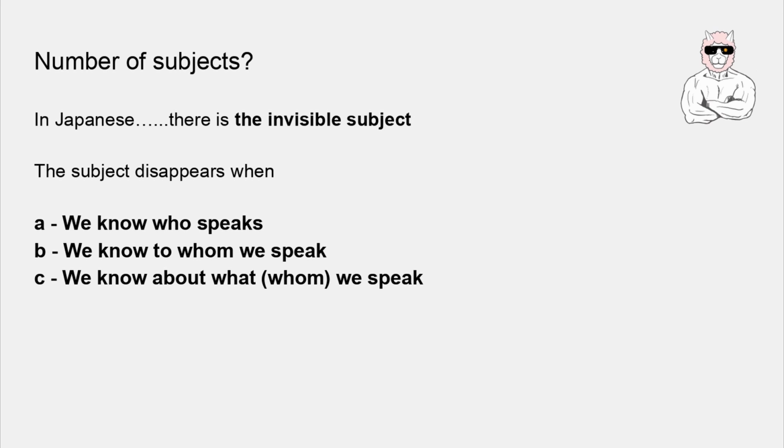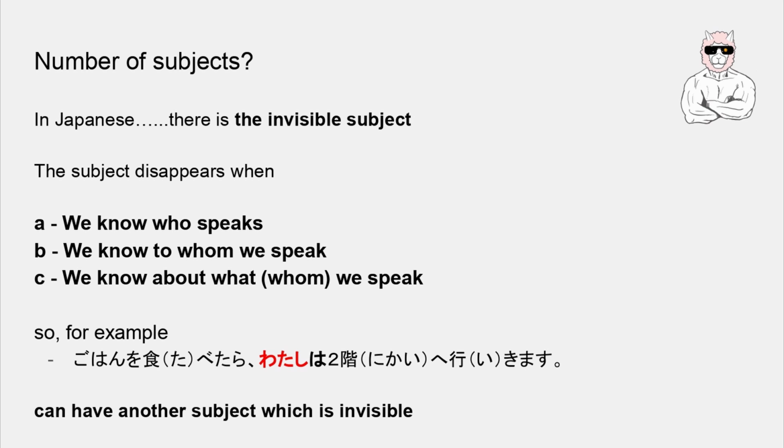What is the invisible subject? In Japanese, the subject disappears when we know who is speaking, we know who we are talking to, we know whom or what we are talking about. There's a video on this topic, so watch it after this lesson. So, do you see this example? ご飯を食べたら私は2階へ行きます。It looks like this sentence can have the second subject, which is invisible in the first clause.